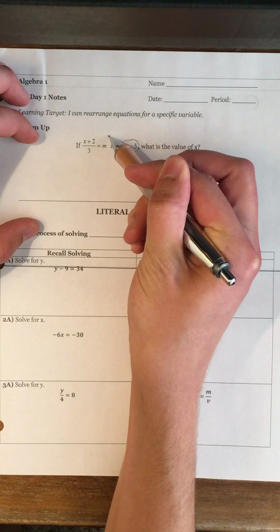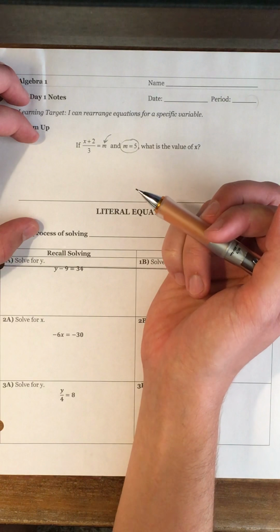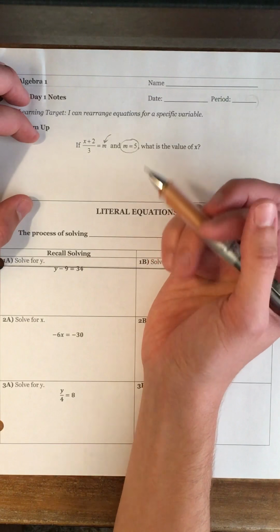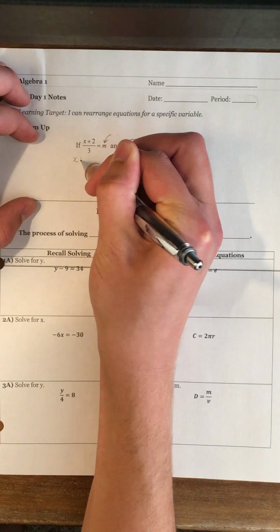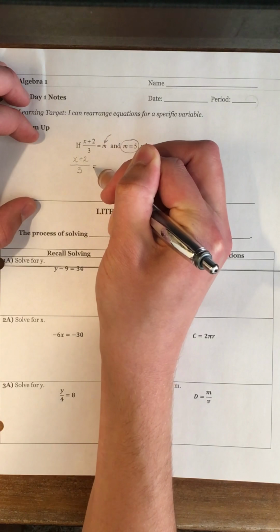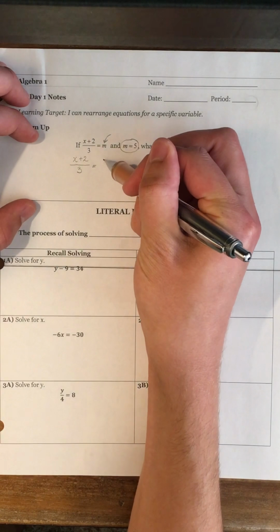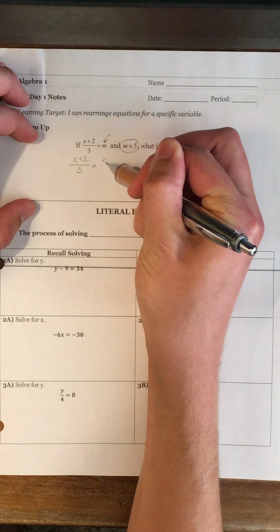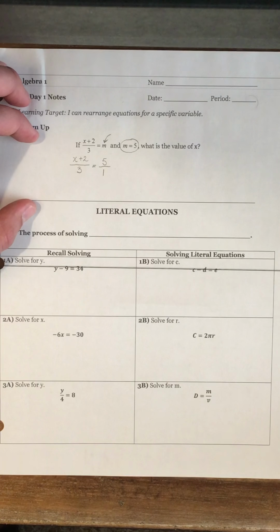We're given some really important information here, the fact that m is equal to 5. So wherever we see an m in this equation, specifically right here, we're going to get rid of it and write 5 instead because we know that m is 5. So I'm going to rewrite this equation: (x + 2)/3 is equal to 5. I'm not going to write 5 though. I'm going to write it as a fraction. 5 can be written as 5 over 1. Again, I didn't change that number. 5 over 1 is still the same thing as 5.